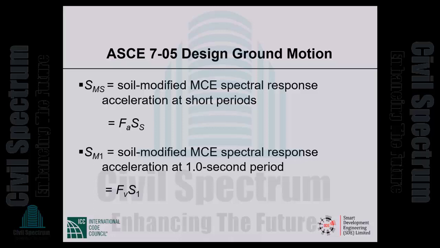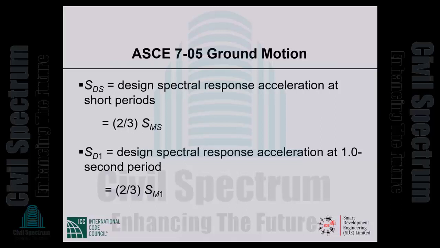That has not changed. S sub S to start with has been corresponding to the maximum considered earthquake. We multiply S sub 1, the long period ground motion parameter, by F sub B, obtaining S sub M1, the soil modified long period ground motion parameter, still corresponding to the maximum considered earthquake. In design, we use two-thirds of those soil modified values.